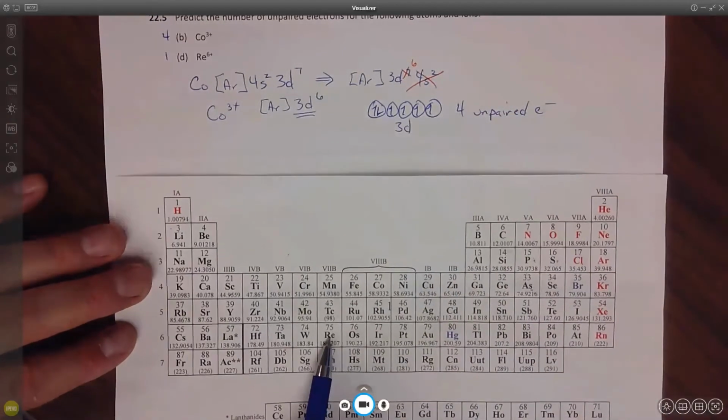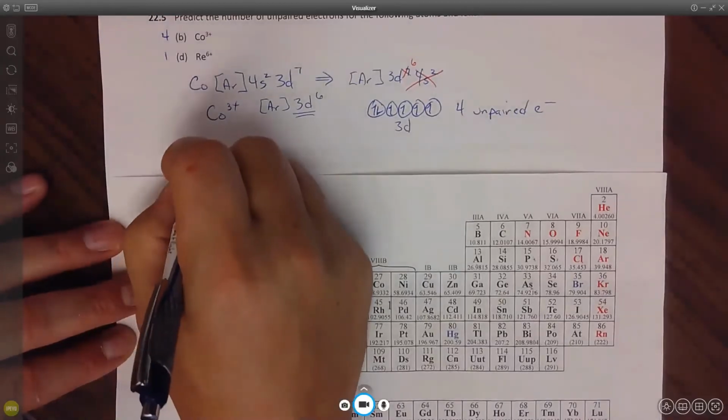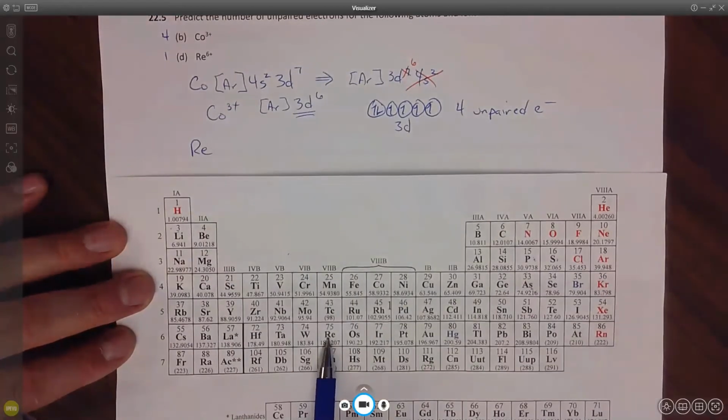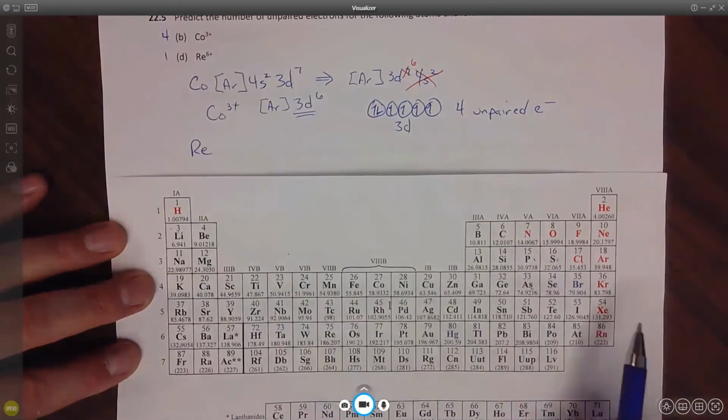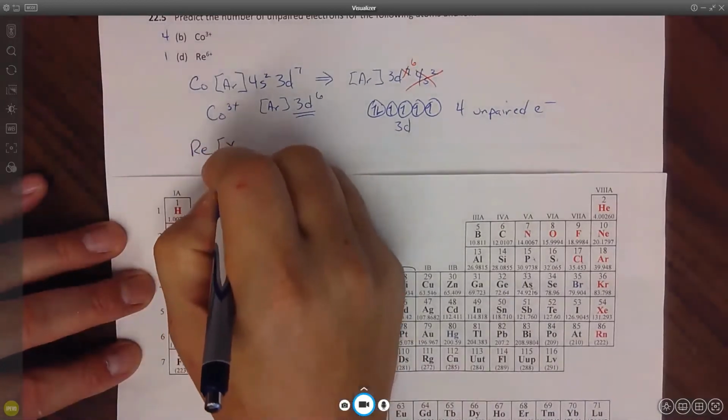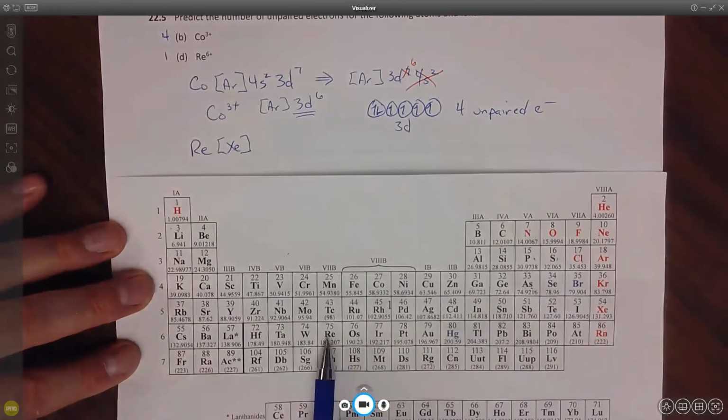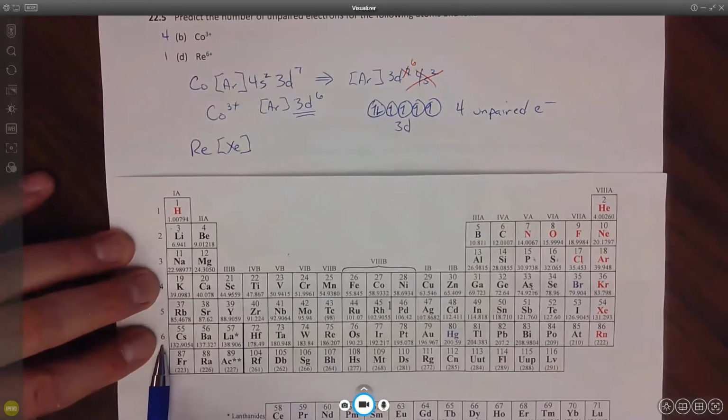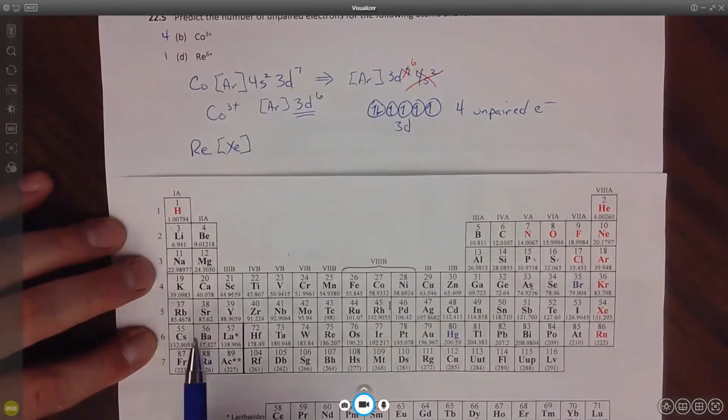Now we'll do the same thing for the rhenium. So again, you always have to start with the neutral configuration. So rhenium, go over, up, so that's xenon. And then back to rhenium, back over, we're in period 6, so that's going to be the 6s2.